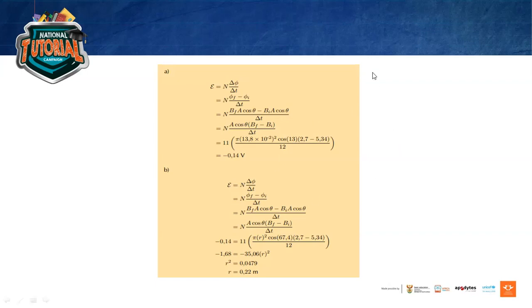Okay, so the EMF is equal to the number of turns times the change in magnetic flux divided by the change in time. So we have our B's, which is going to be the 13.8. The B's is going to be the 2.7 and the 5.34.